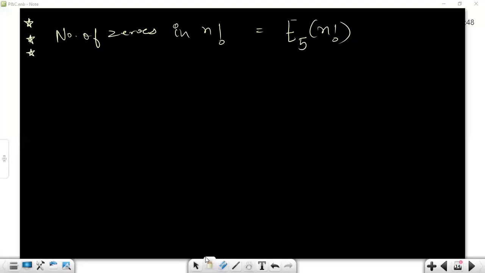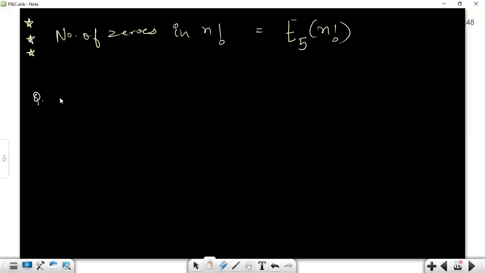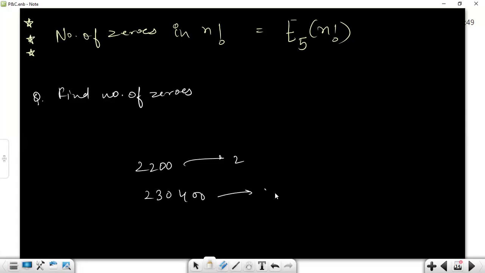So if there is any question like this, find, and number of zeros means how many zeros are there at the end of the number. Let's say 2200 has two zeros. 2304000 also has two zeros at the end. 440000 has four zeros. Clear, everyone?